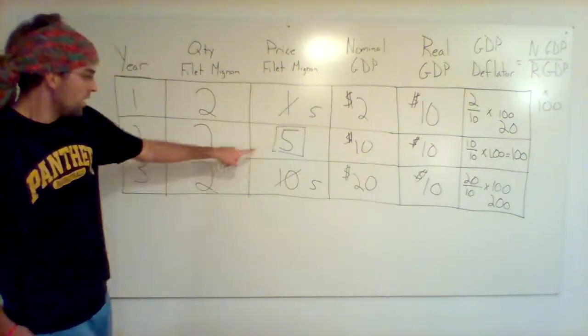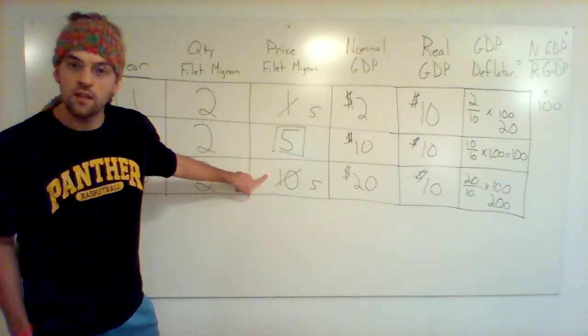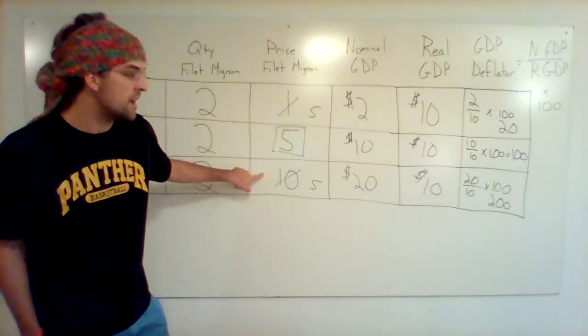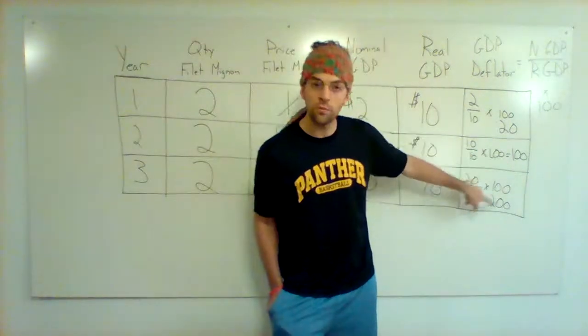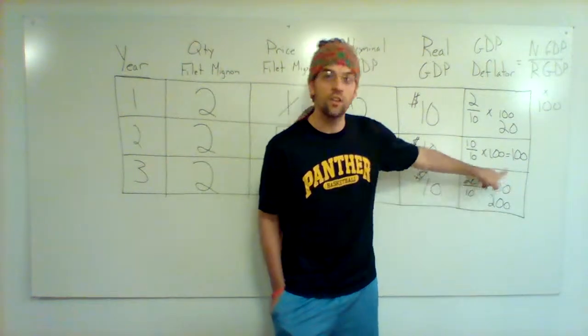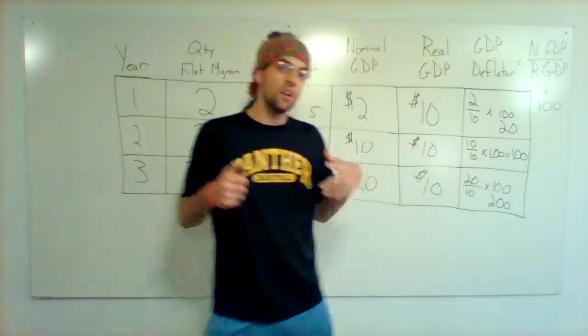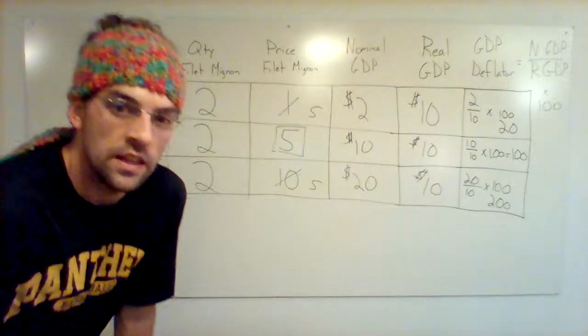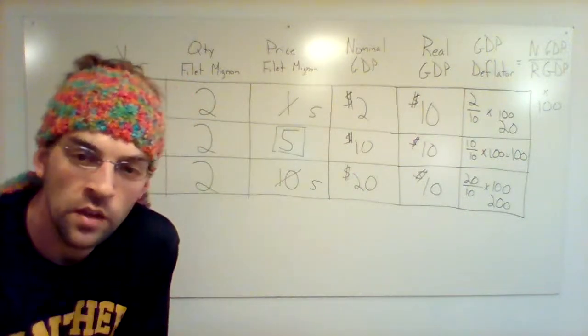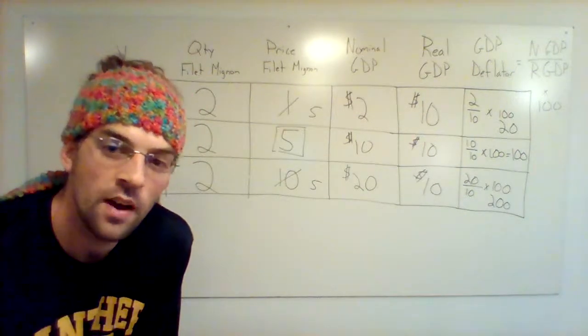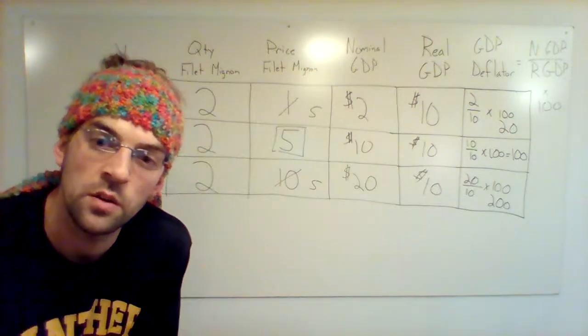Look here. 5 times what gets you 10? 5 times 2 gets you 10. And 100 times what gets you 200? 100 times 2 gets you 200. So it just goes to illustrate that the GDP deflator is a representation of how much the prices are changing from year to year.